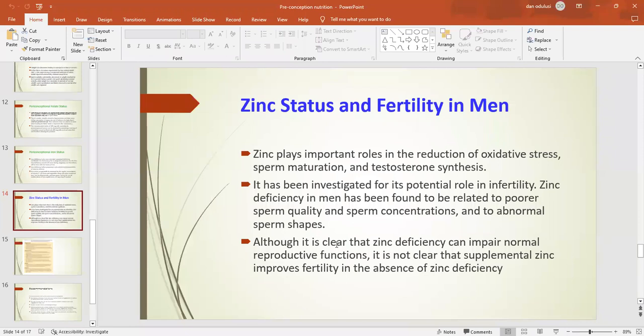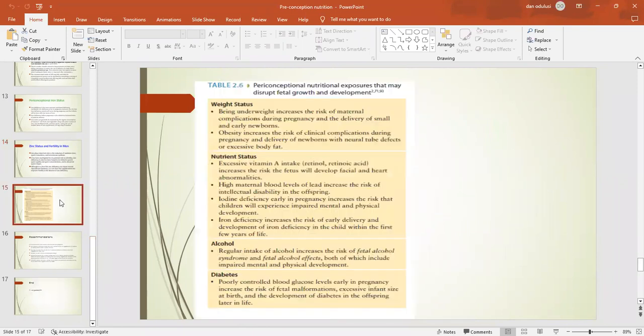So here, supplementation is only indicated or only required if it is evident that there is zinc deficiency, and there's no substantial evidence or information that supports any kind of provision of supplements without present deficiencies. Here is a table included about the preconceptional nutritional exposures that may disrupt fetal growth and development. And you can see here several indicated under the weight status, the nutrient status, alcohol, and diabetes.